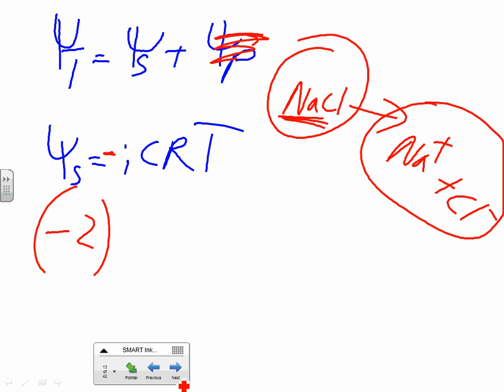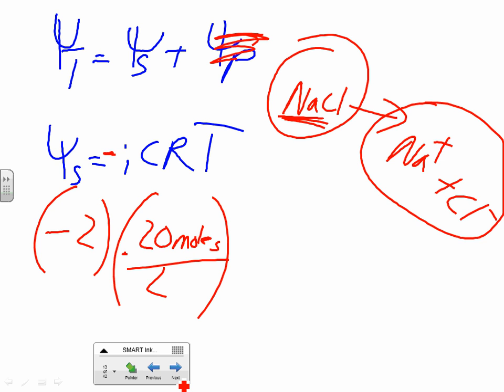So we have -2 times 0.2. And what does that big M stand for? It's molarity, but what does molarity mean? Moles of solute per liter of solution, right? Moles per liter. R is a constant. It's always going to be given to you, and it's on your formula sheet. It's called the pressure constant, and it is 0.0831. It's got some weird units, but that's given to you too: liter bars over moles times Kelvin.